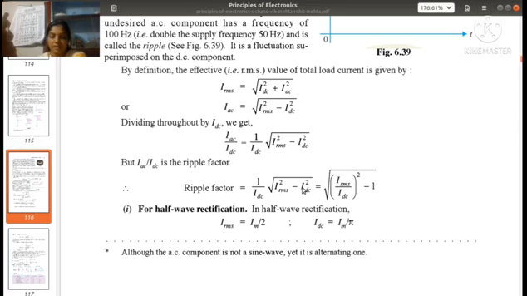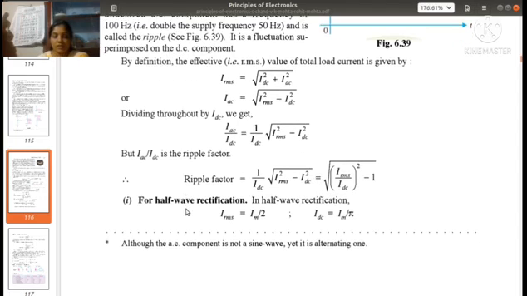That is, this IDC square is taken outside the square root bracket, so this and this will cancel out each other, and it becomes like this. So this is the general definition for ripple factor, okay, for any rectifier circuit. This is the general expression for ripple factor, square root of (IRMS by IDC) whole square minus 1, because the output contains AC and DC components, so the IRMS will give you this value.